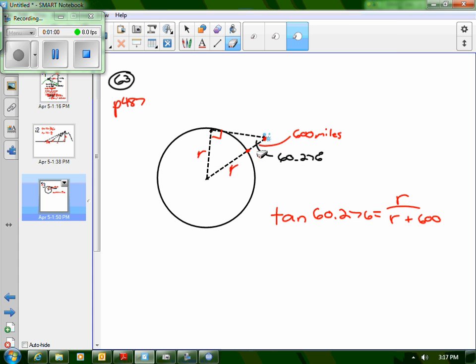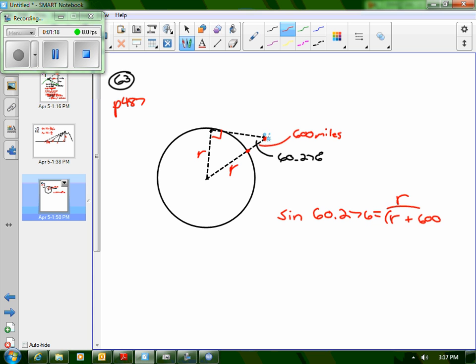Actually, I made a mistake. I'm not supposed to use tangent there. This is the opposite side. This is the hypotenuse. So this should be not tangent. We're going to make that sine. Okay. Then we're going to work with this equation and try and solve for r.